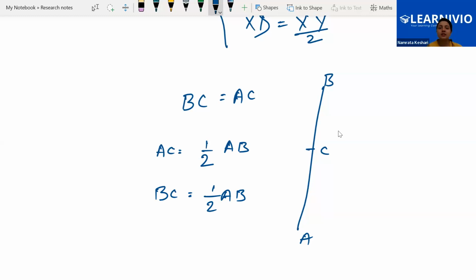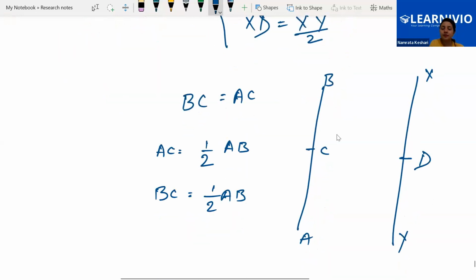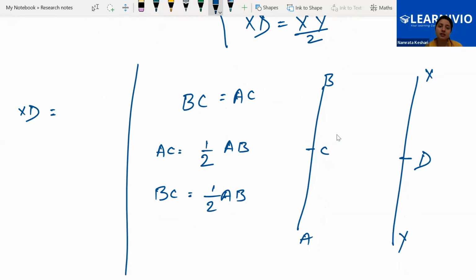Similarly, we are having one more line. The name of that line is XY. And here we are having D. So here also we can apply the same logic for the other line. D is the midpoint, it is clearly given. That means XD and DY are both the same. We can write XD as half of the total, and we can also write DY as half of the total. Can we? Yes, ma'am.